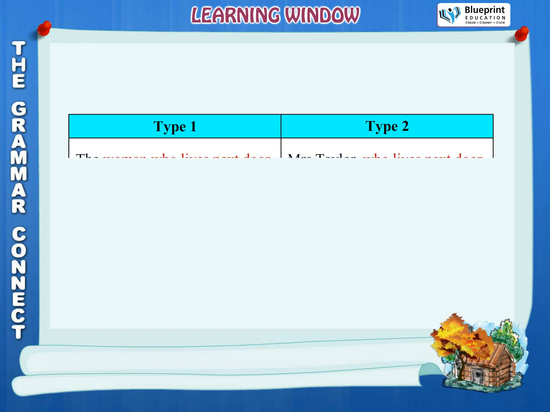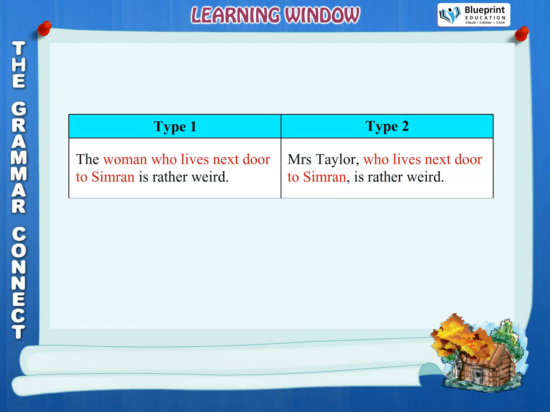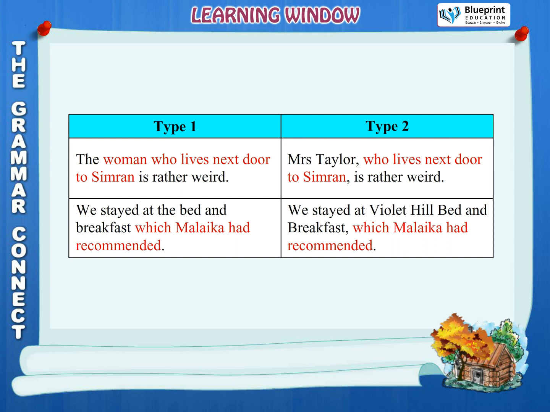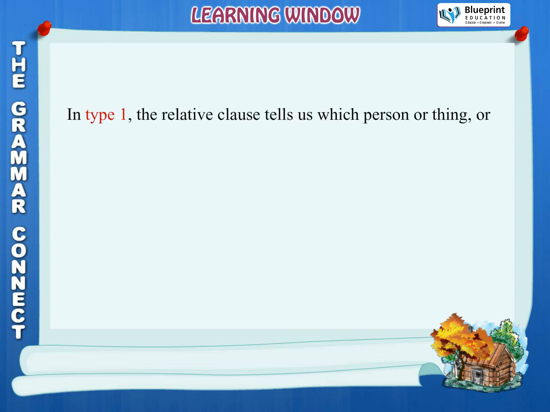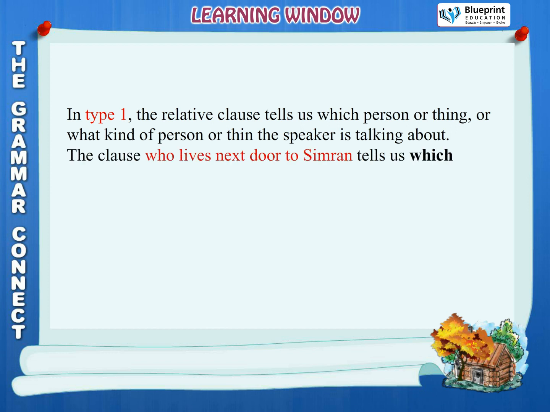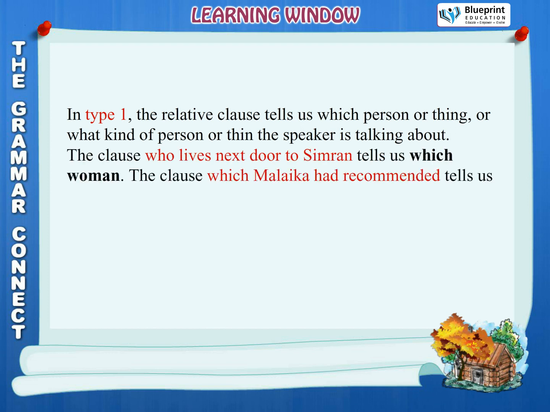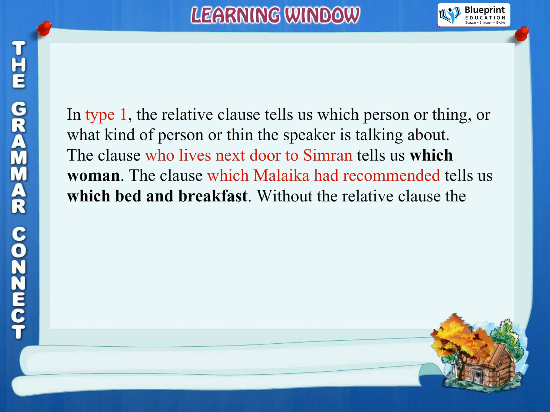Type 1, Type 2. The woman who lives next door to Simran is rather weird. Mrs. Taylor, who lives next door to Simran, is rather weird. We stayed at the bed and breakfast, which Malika had recommended. We stayed at Violet Hill Bed and Breakfast, which Malika had recommended. In Type 1, the relative clause tells us which person or thing or what kind of person or thing the speaker is talking about. The clause who lives next door to Simran tells us which woman. The clause which Malika had recommended tells us which bed and breakfast.